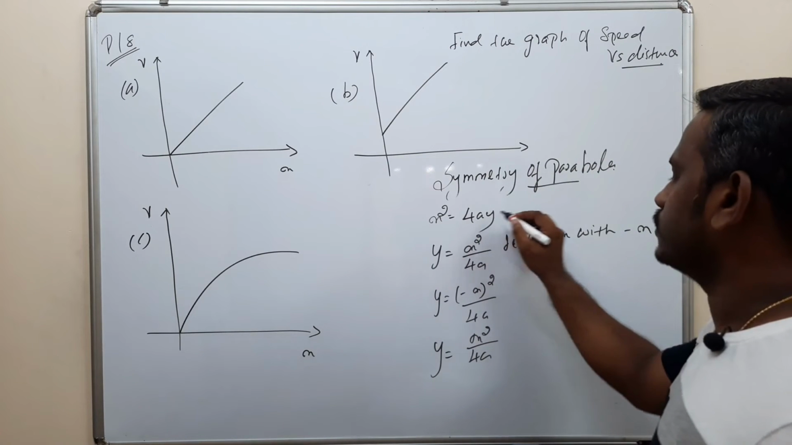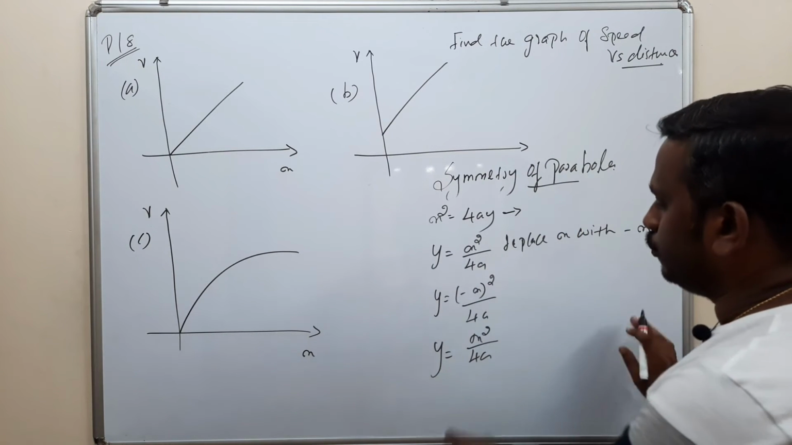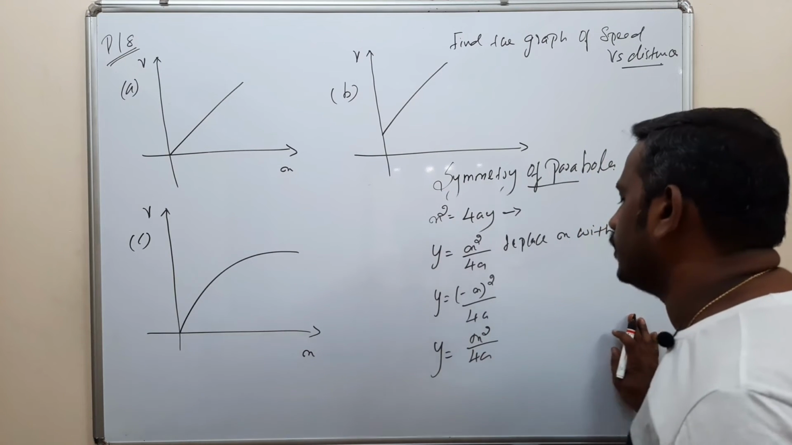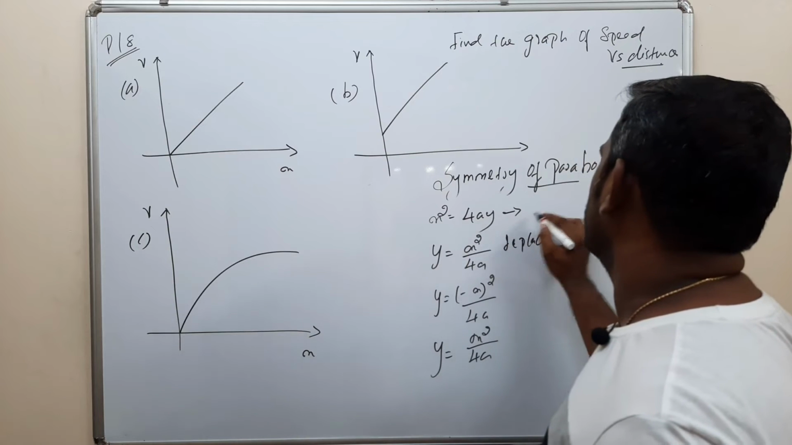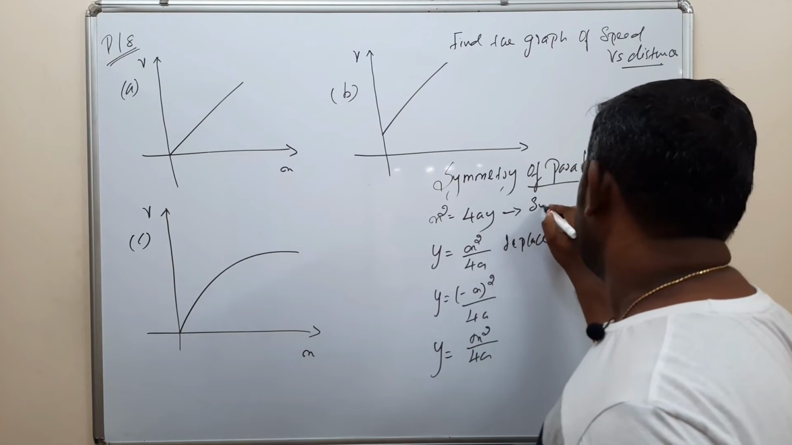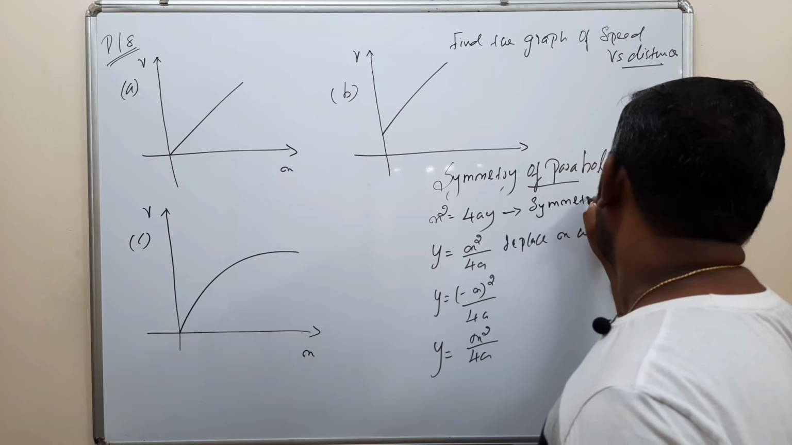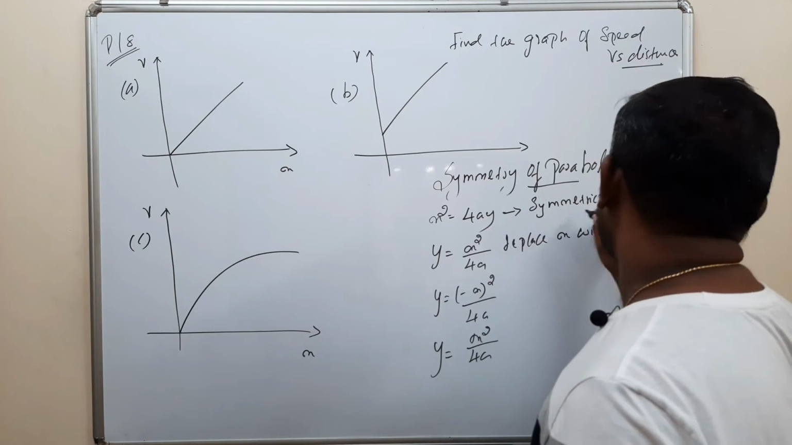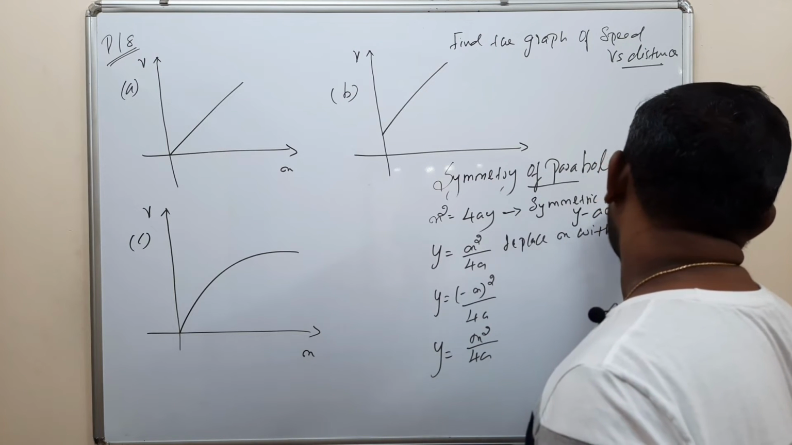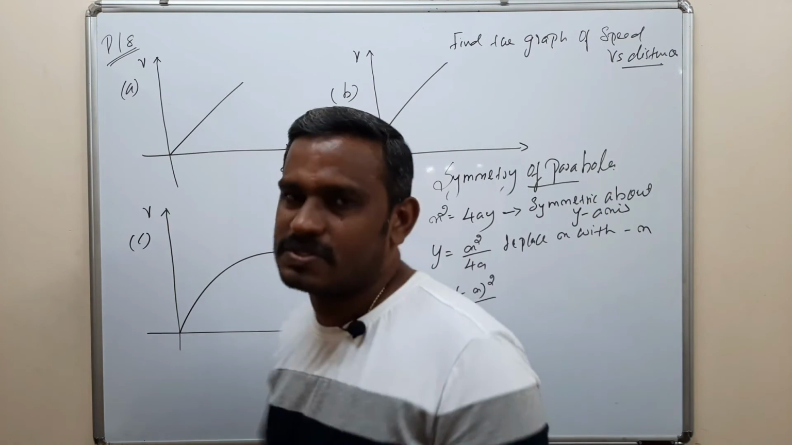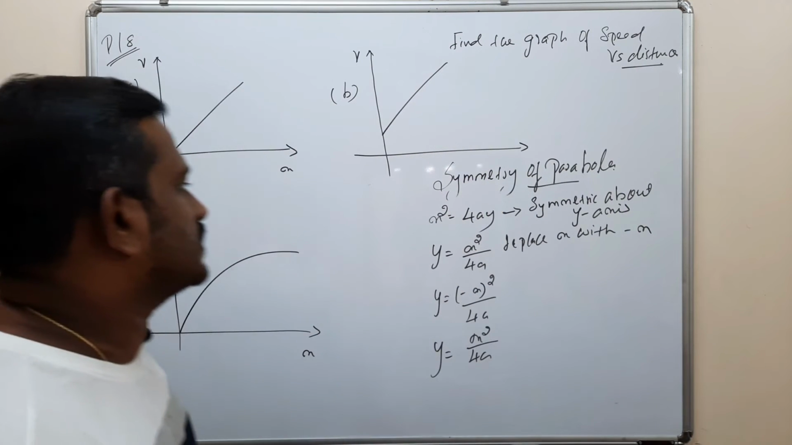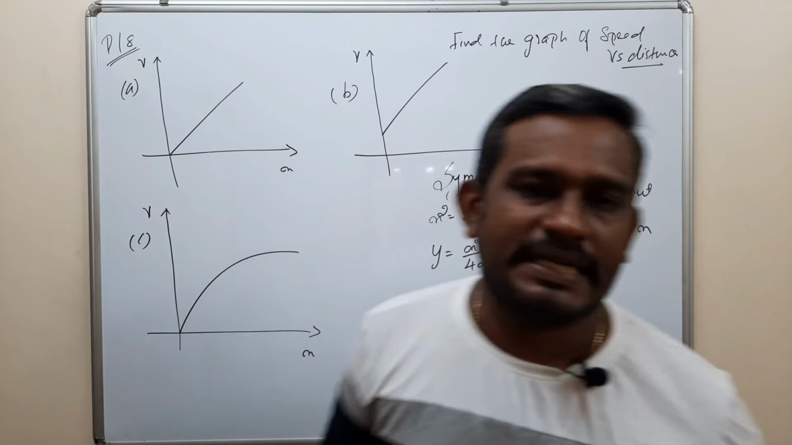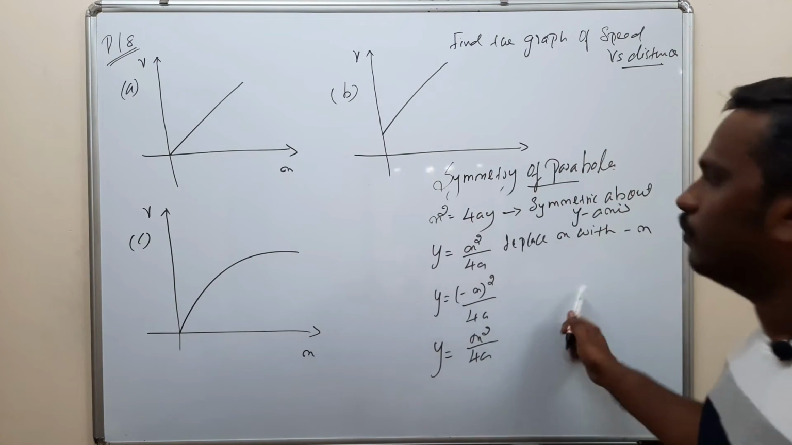So this parabola x square is equal to 4ay is called symmetric about y-axis, because even though we are replacing x with minus x, we are getting the same equation, y is equal to x square by 4a. So these are the things you have to remember always: the four types of parabola, and symmetric about x-axis and symmetric about y-axis.